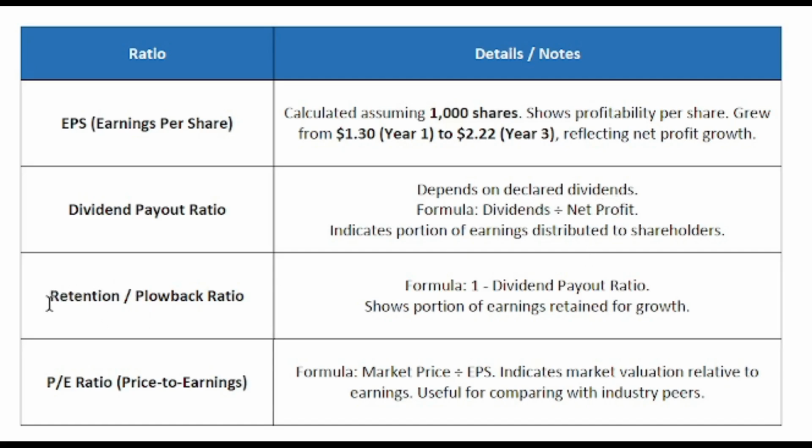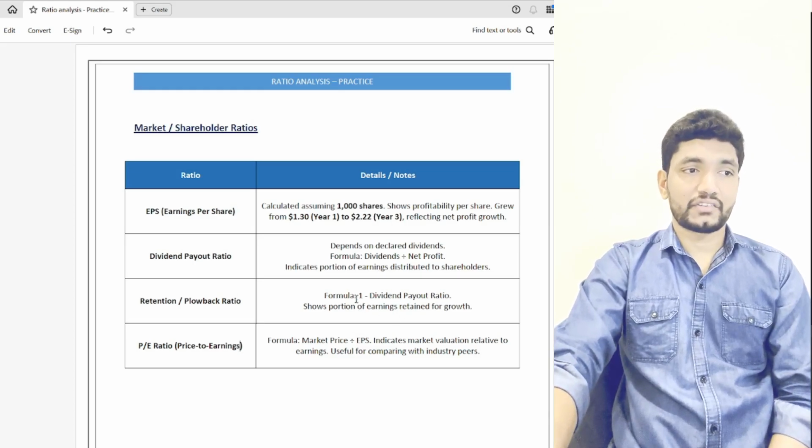And the retention or plowback ratio is how much proportion of the company's profit is retained in the business for future growth. So it is 1 minus the dividend payout ratio. 1 means 100%, or 1 is the total net income the company earned. So we have to reduce the payout from the net profit to get the retention ratio.